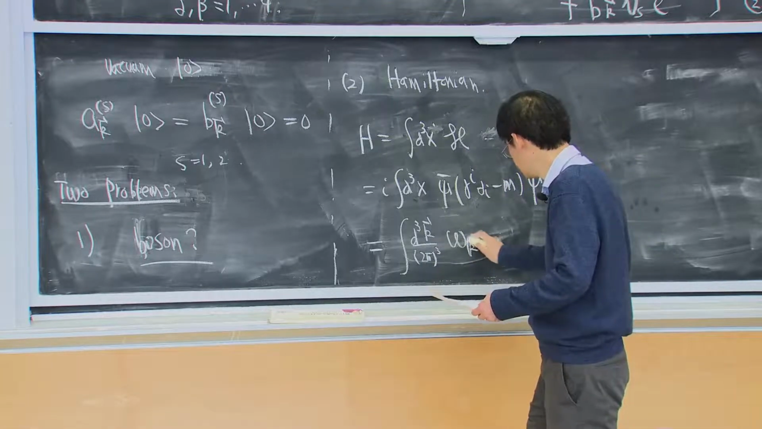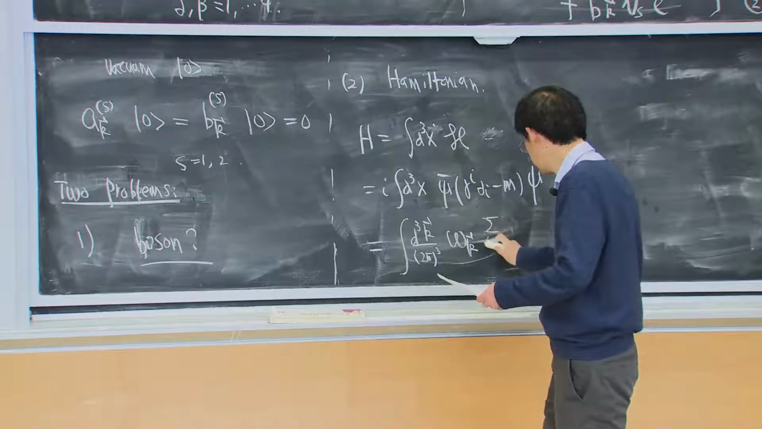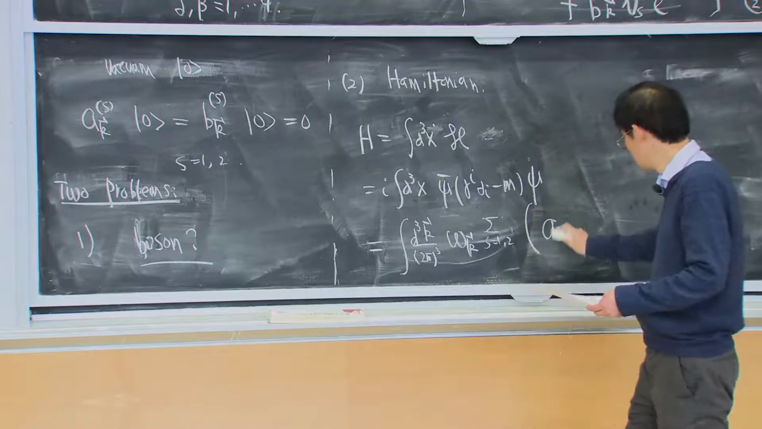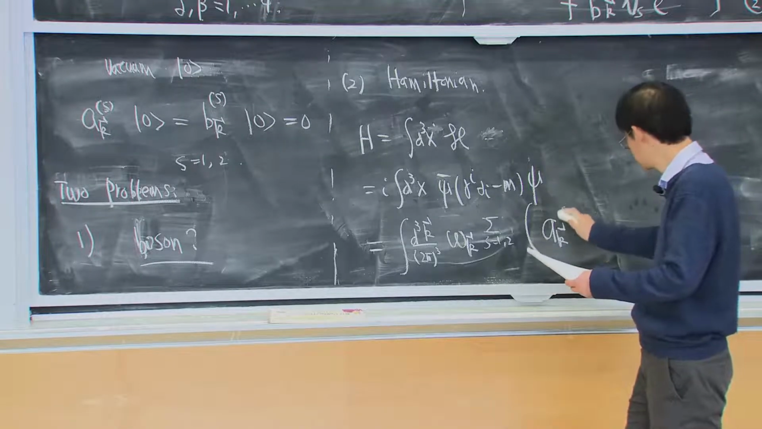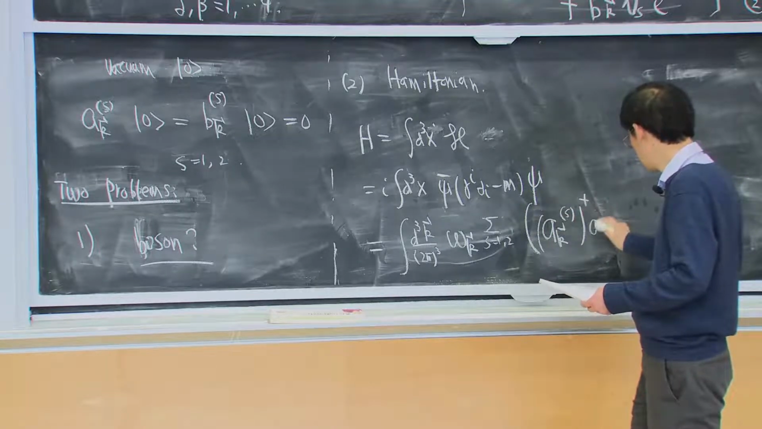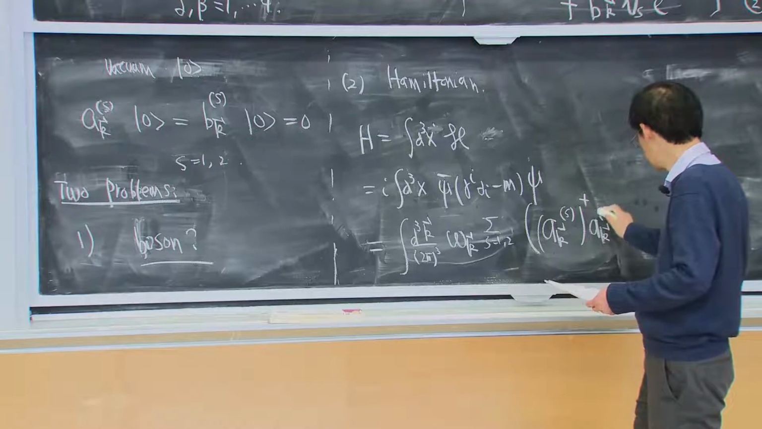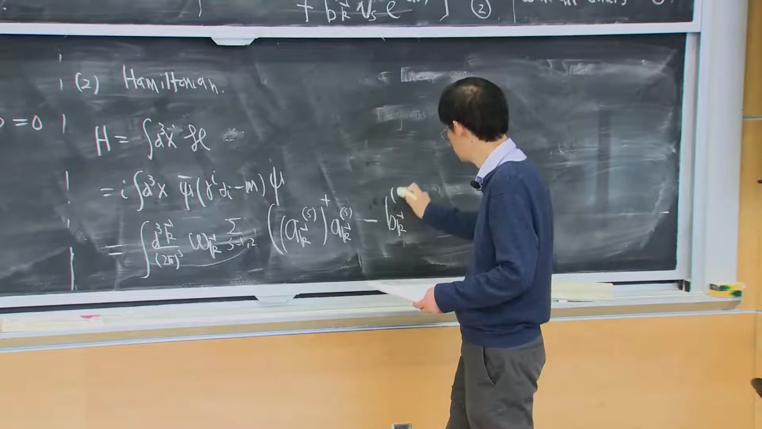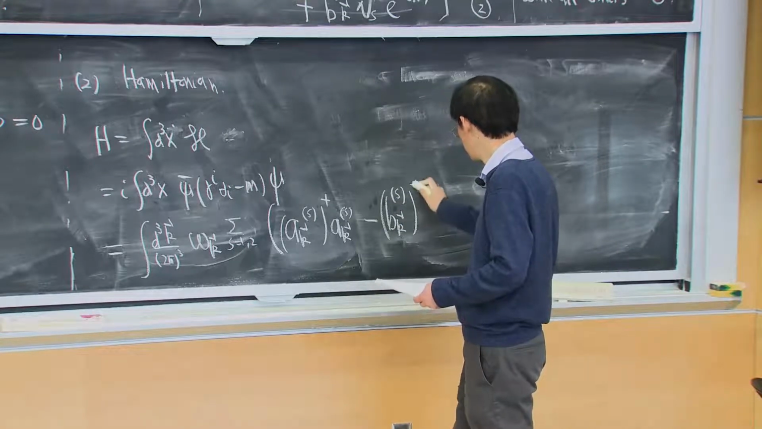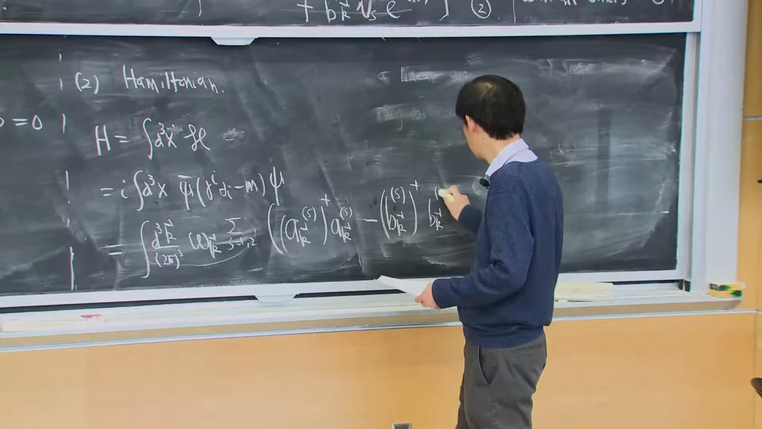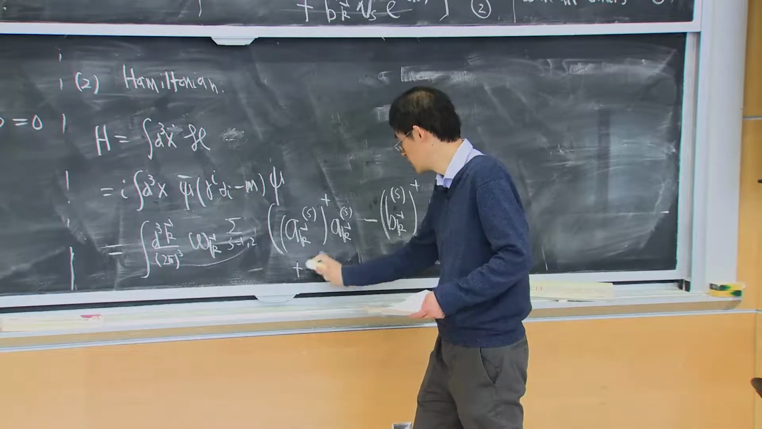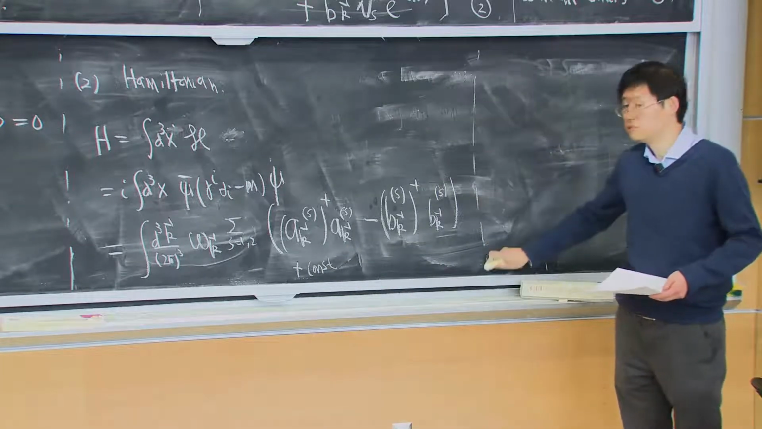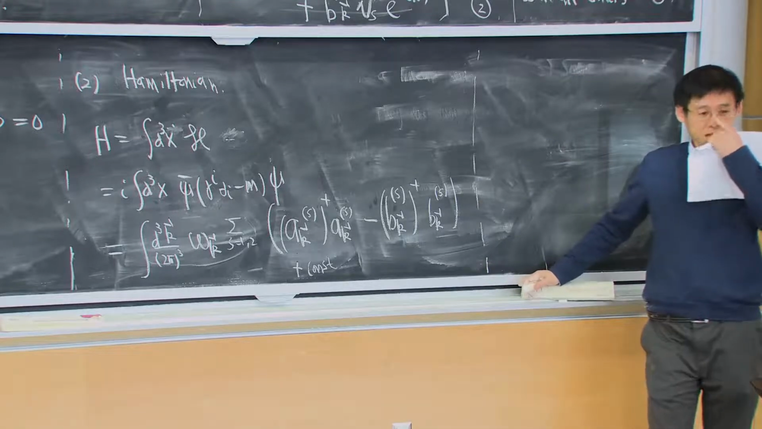Omega k, and you sum over S from 1 and 2, and then you find it's given by A_k^S dagger A_k^S minus B_k^S dagger B_k^S, up to some infinite constant. So now you see something problematic here. What's problematic that you see?